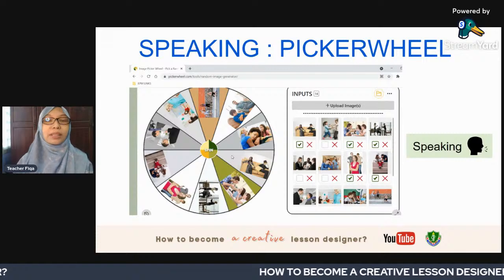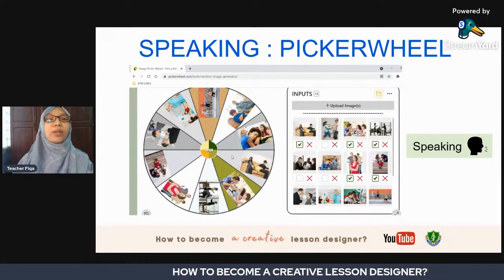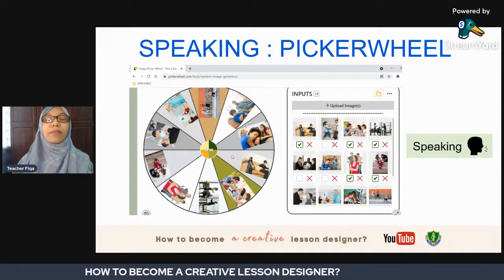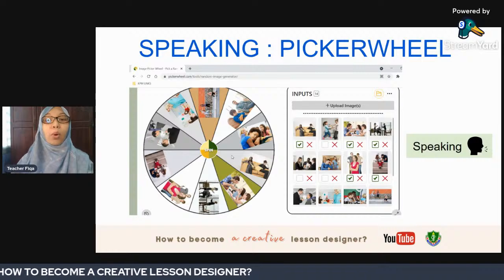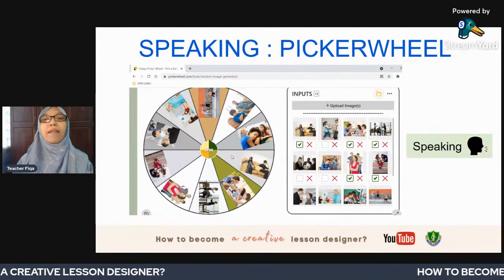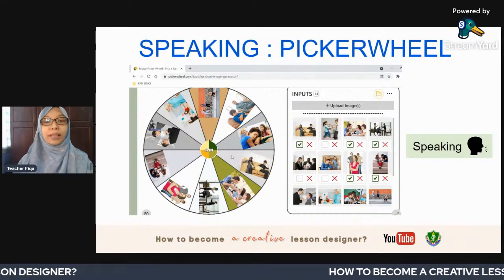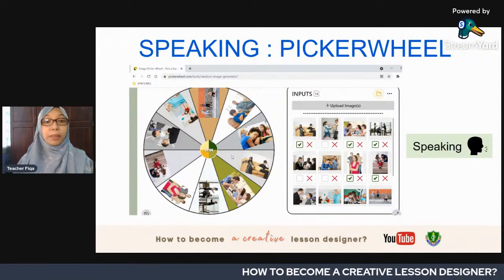So I spin the picture and they will speak about the picture in groups of 3 with the help of the scaffolding and the speaking prompts that I have provided them during the pre-task lesson. Okay, it's speaker wheel, okay?